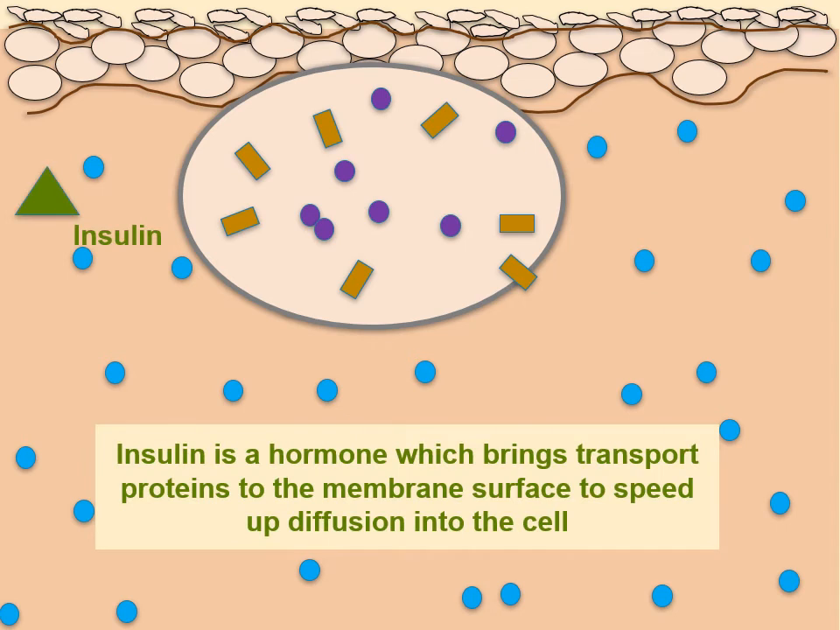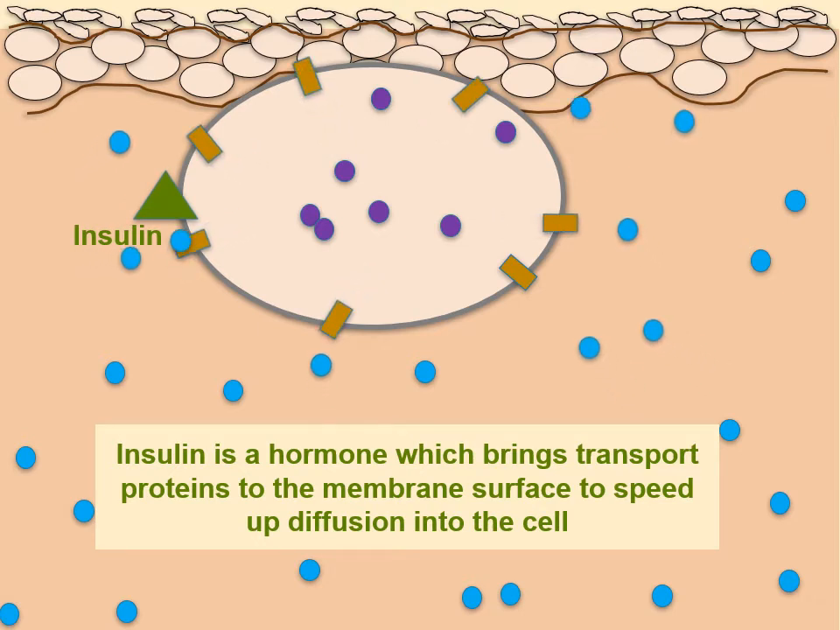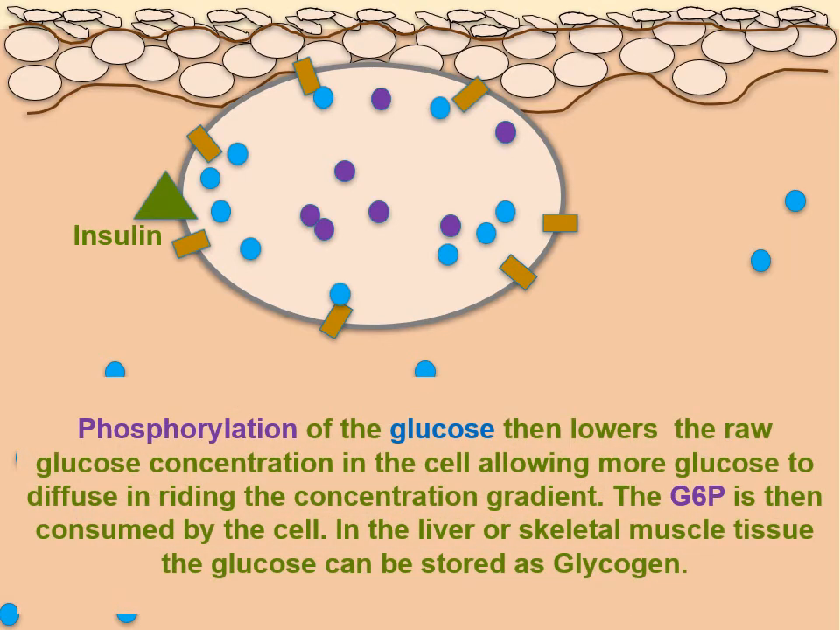So now we're going to add insulin. Insulin's a hormone, and what insulin does is when there's insulin in the system, the transport proteins come to the surface and make a whole bunch more surface area for glucose to go into the cell at a much faster rate than it did before. And then again, all those glucoses get phosphorylated to glucose 6-phosphate.